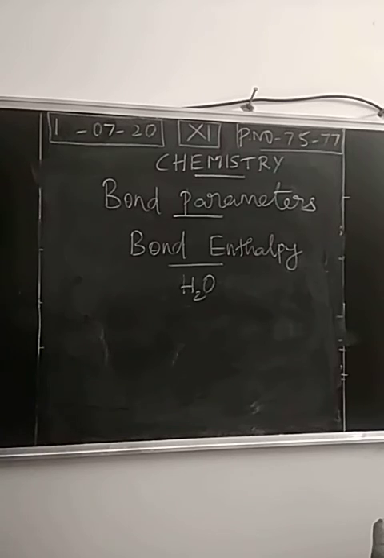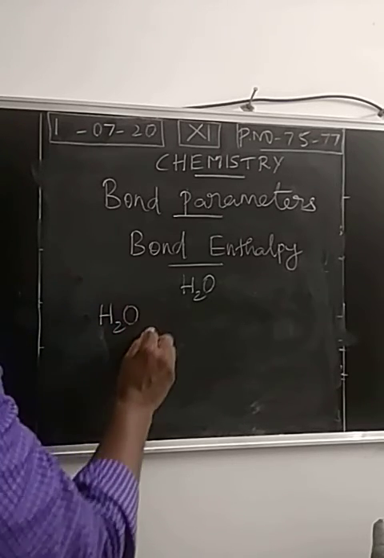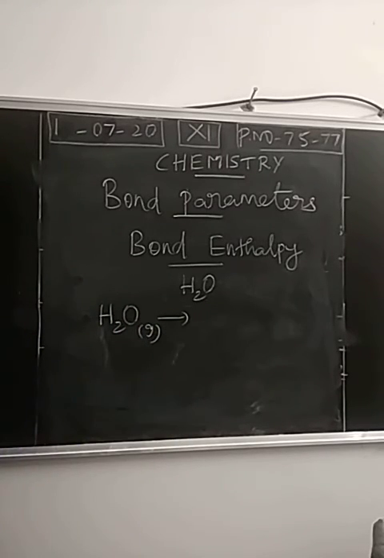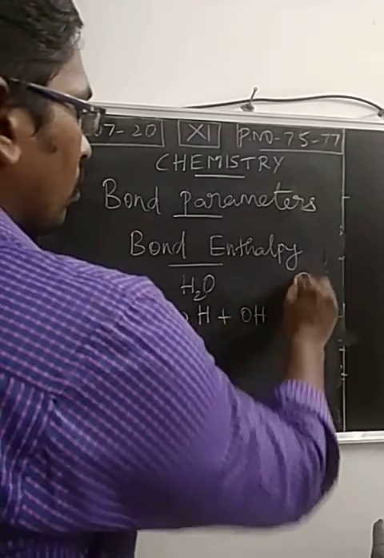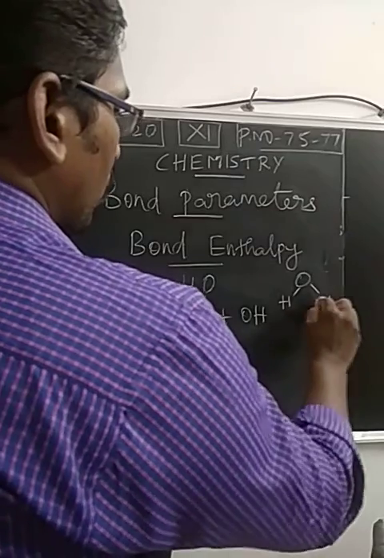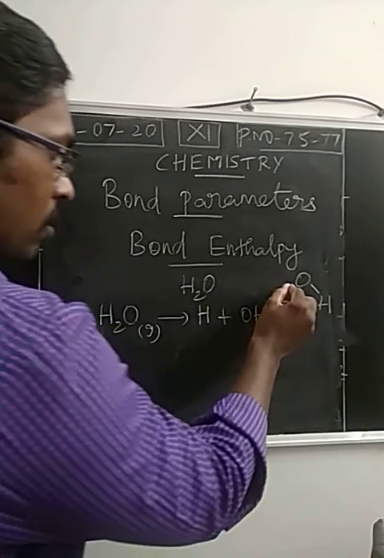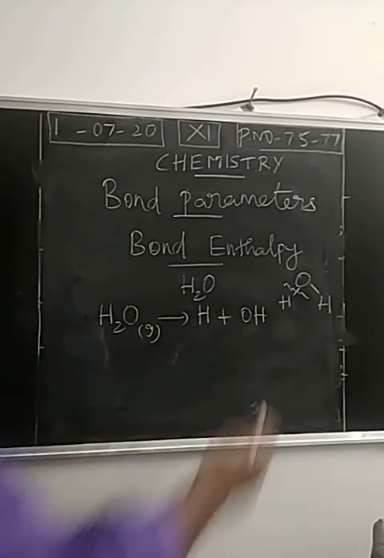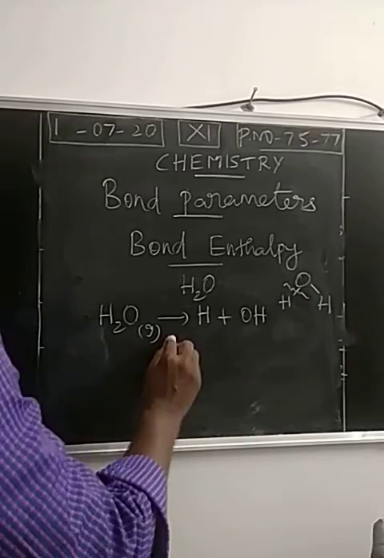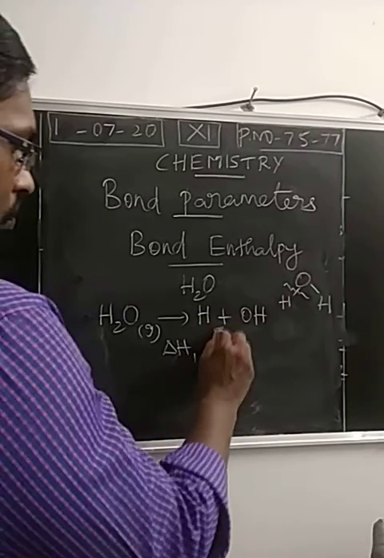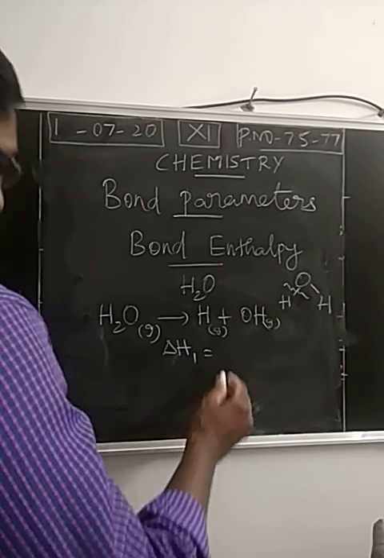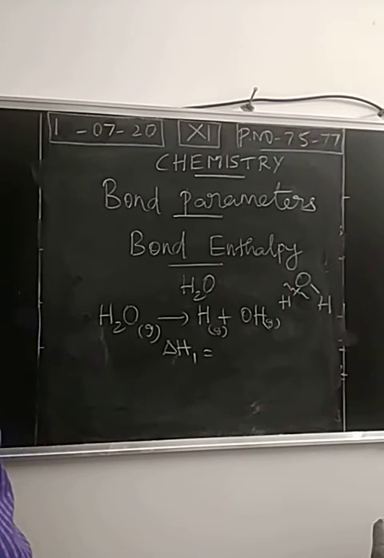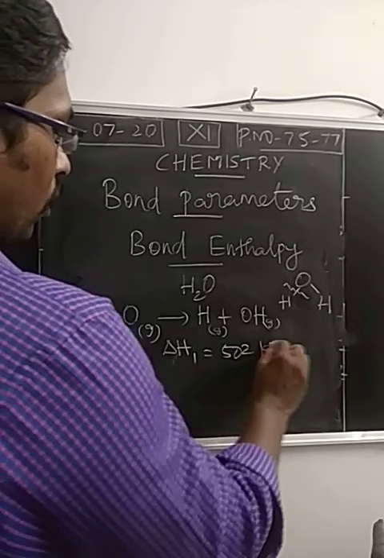So for water, when water is in gas state and we supply energy, we break this bond first. For breaking this bond, how much energy is required? We take this as delta H1. For breaking this covalent bond, we provide energy of 502 kilojoule per mole.